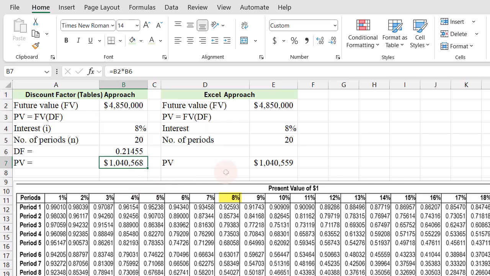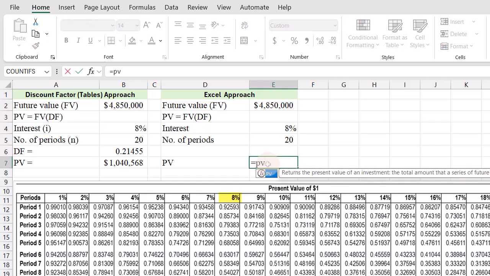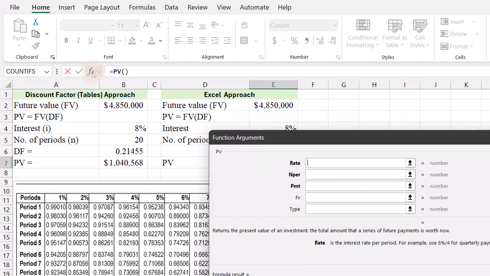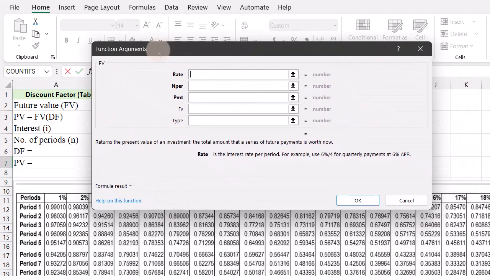Now, let's look at how we would do this in Excel. We have the same information, 4,850. We've got an interest rate of 8%, number of periods of 20. And so what we can do is use Excel's present value function. Now, I have the answer here, but let's go ahead and recreate the answer. So we type in equal present value, hit the left parenthesis. I usually come up to here and hit this button at this point, so I get this nice pop-up.